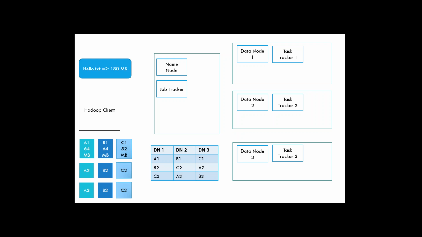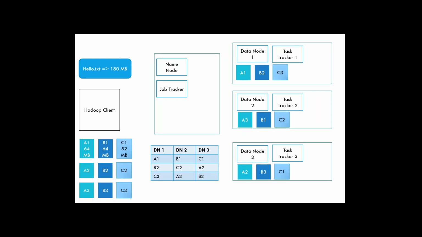So there would be blocks A1, B2 and C3 in data node 1's HDFS, B1, C2 and A3 in data node 2's HDFS, and C1, A2 and B3 in data node 3's HDFS. Now based on this mapping, the name node will go ahead and distribute the blocks. So we'll store blocks A1, B2 and C3 in data node 1's HDFS, A3, B1 and C2 in data node 2's HDFS, and A2, B3 and C1 in the HDFS managed by data node 3.